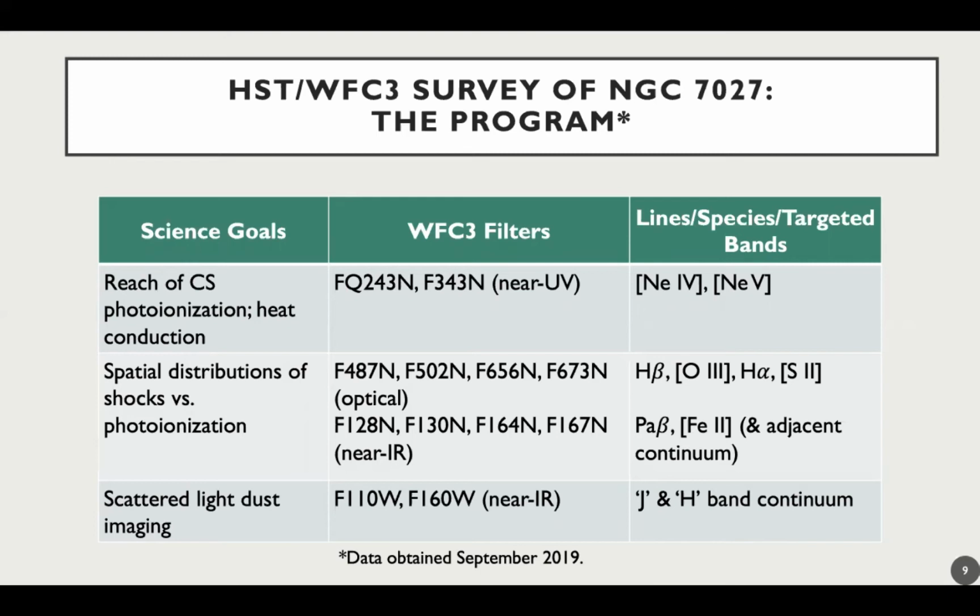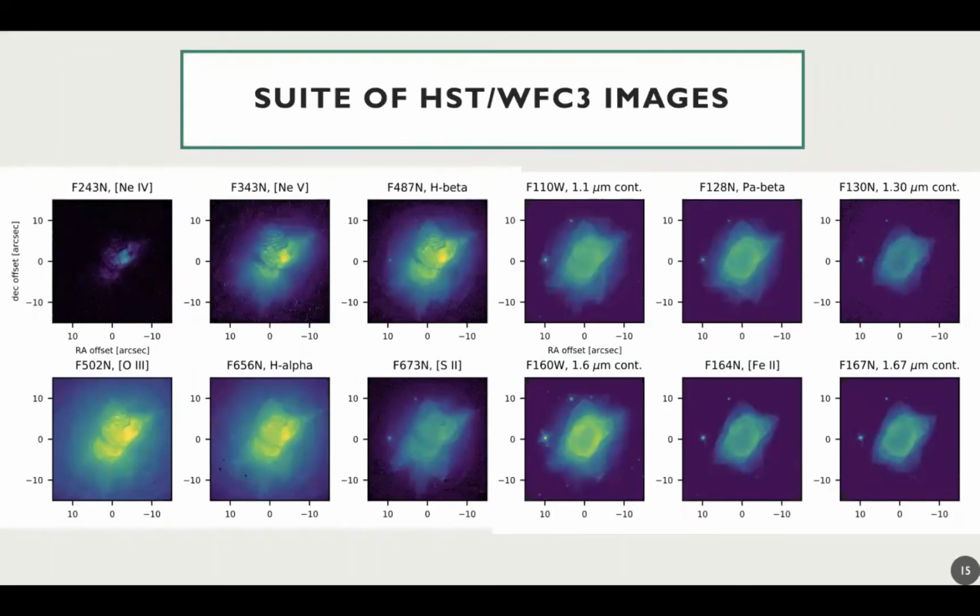So here you can see that we targeted some forbidden lines, some recombination lines, and also the J and H band continuum. The full suite of the HST Wide Field Camera 3 images shows how the morphology of this planetary nebula changes as you move from UV wavelengths to optical, where you start to see those rings around it, and then to near IR wavelengths, where you primarily see that elliptical shape in the center.